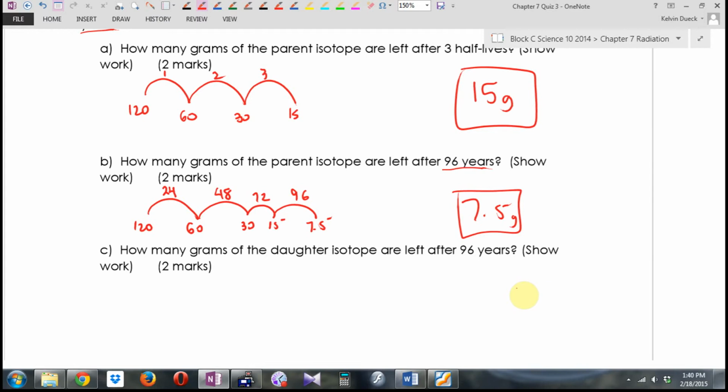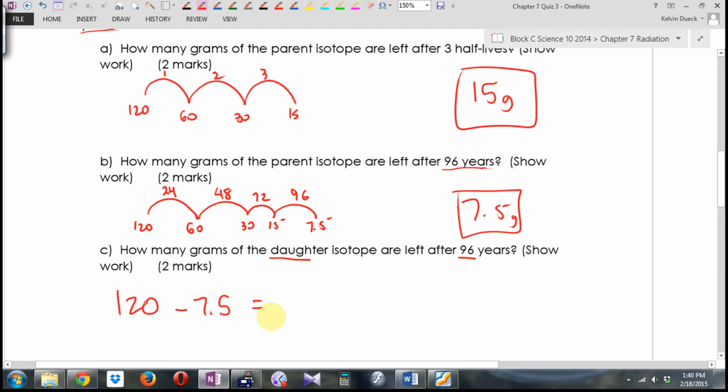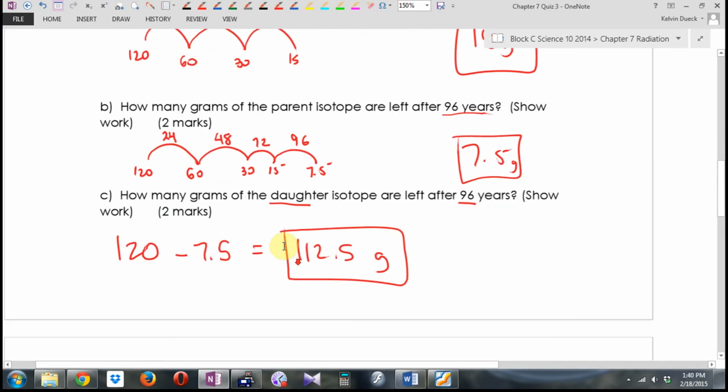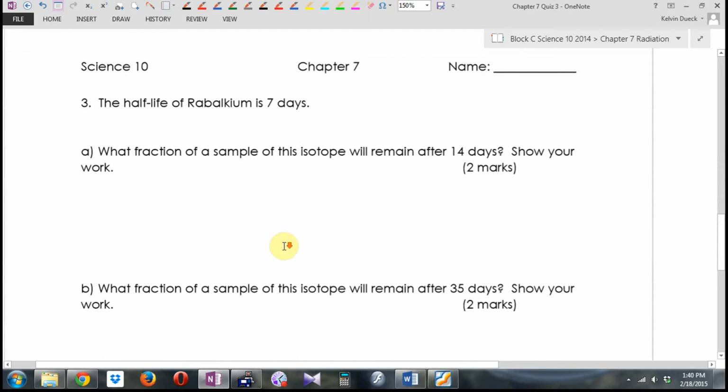What's C asking me? How many grams of the daughter are left? Now, it's the same amount of time. Well, you know what? We started with 120. 7.5 is still left from the parent. So 112.5 must be the daughter. Is that right? Yeah? By the way, if I make a sloppy math mistake, let me know, because I am doing math in my head and I'm on cold medication, so who knows. 2 marks. Turn the page.